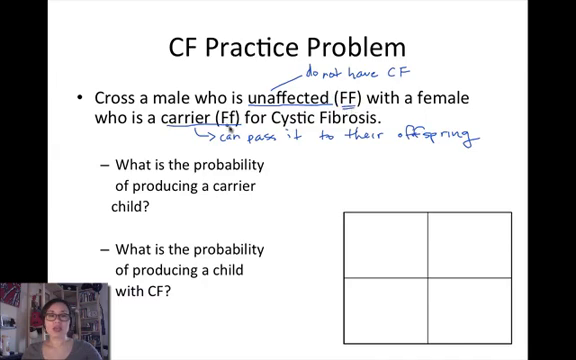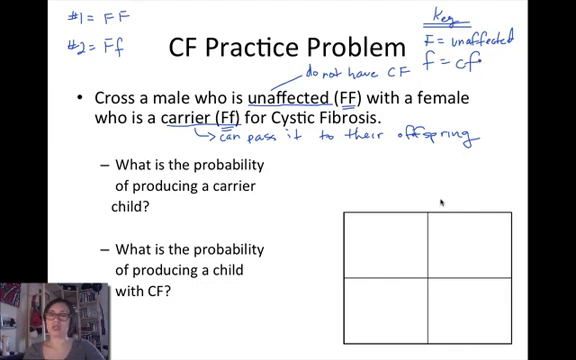Now, luckily, I've already given you the genotypes for each one of these parents. So I have parent number 1 who's unaffected and parent number 2 who is a carrier. I'm going to write down my parents over here. Parent number 1 is going to be big F, big F. Parent number 2 is going to be big F, little f. So we have that information. I don't have to make my key necessarily because I already have my letters here, but I'm going to make one anyway just to help keep things straight in my brain. I know capital F is unaffected, so I'm going to write that. Lowercase f, you have CF, right?